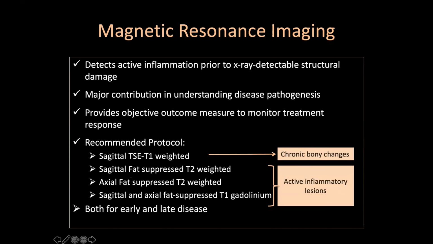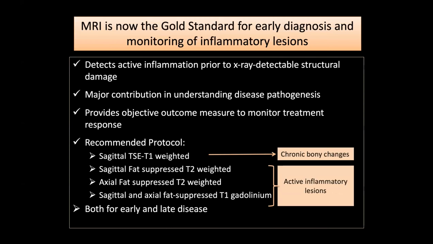And in addition to the usual sequences, sagittal FATSAT and sagittal T1, it is recommended to use axial FATSAT T2 in order to better detect the inflammation in the posterior elements. So as I said, MRI is now the gold standard for early diagnosis and monitoring of inflammatory lesions in spondyloarthritis. So now we will go through active inflammation in the vertebral body.